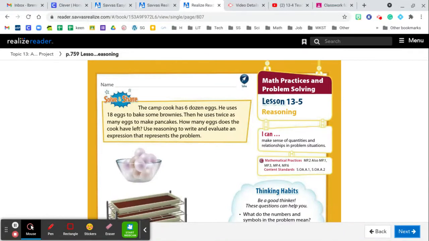The camp cook has 6 dozen eggs. He uses 18 eggs to make brownies. He uses twice as many eggs to make pancakes. How many eggs does the cook have left? Use reasoning to write and evaluate an expression that represents the problem.